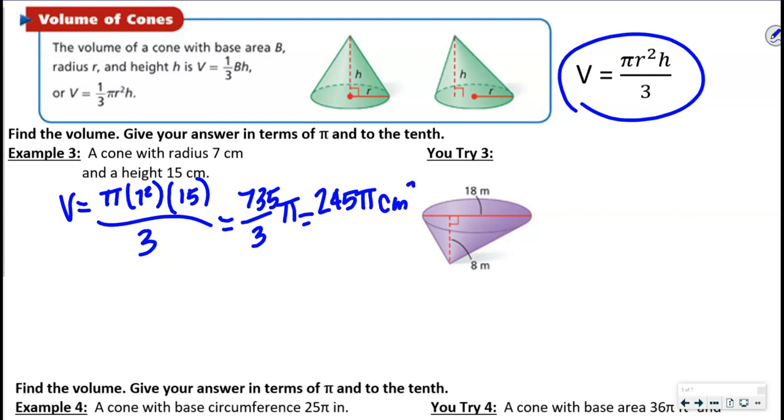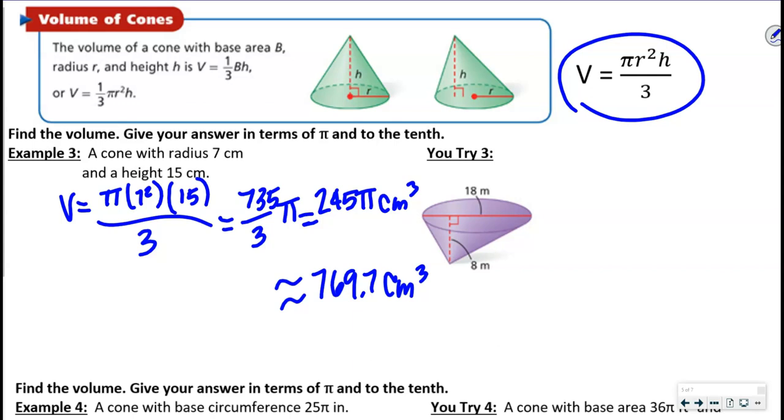Now what I want you guys to do now is go ahead and multiply 245 times pi in your calculator, and that's going to be our approximate answer, right? So that's going to be 769.7, again, centimeters cubed.